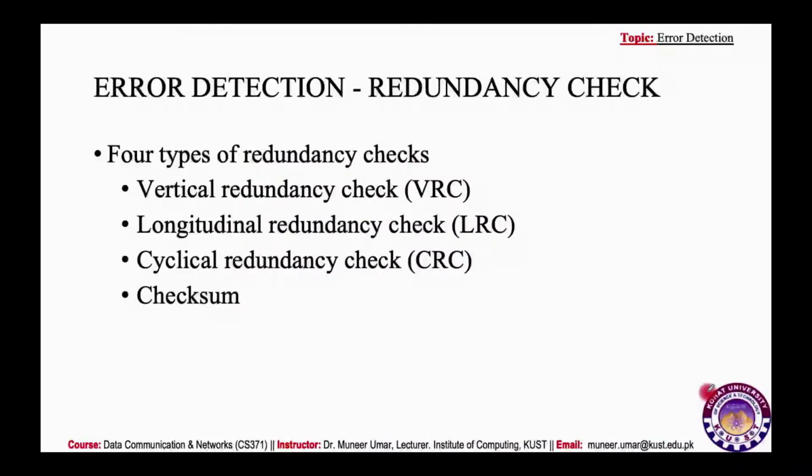There are four types of redundancy checks. The first one is vertical redundancy check, VRC. The second one is LRC, longitudinal redundancy check. Then we have CRC, cyclical redundancy check, and the last one is checksum. So we will study all these in the coming slides.